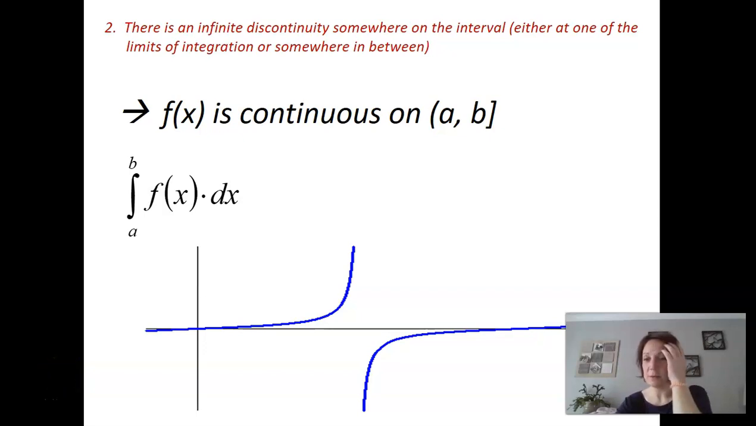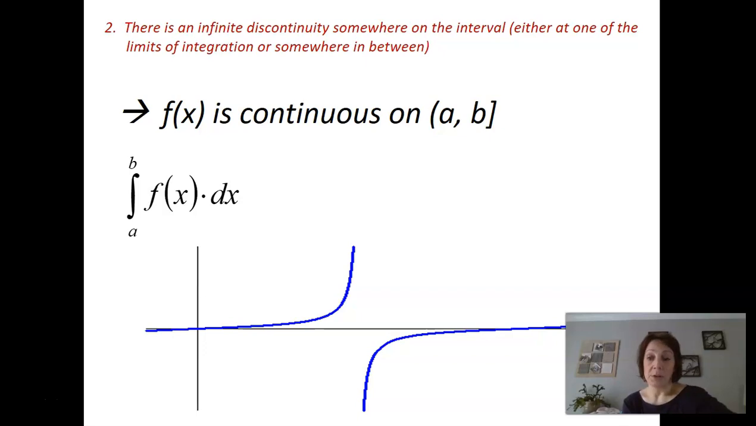Hello, welcome back to our conversation about improper integrals. Today we want to talk about the second way that an integral can be improper. These are the less obvious ones. The first ones that we looked at had an infinity in the limits of integration, and when that happens they kind of jump out at you.